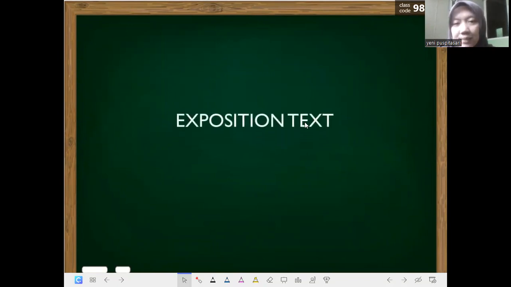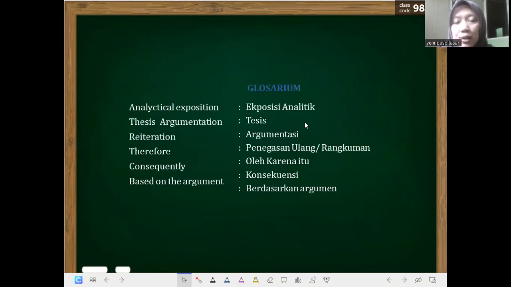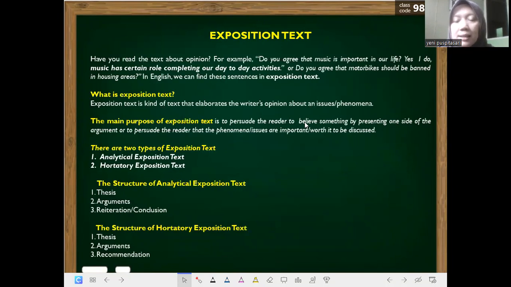Okay, today we'll discuss new materials about exposition text. We'll talk about the definition of exposition text and then social function, generic structure, and language features of exposition text.